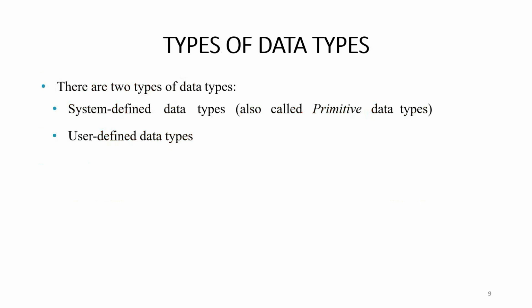Data types are mainly classified into two categories. One is system defined data type, another one is user defined data type. System defined data types are provided directly by the programming language, whereas user defined data types are created by the programmers to represent complex data.